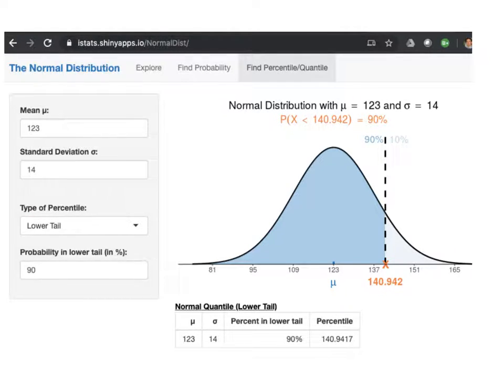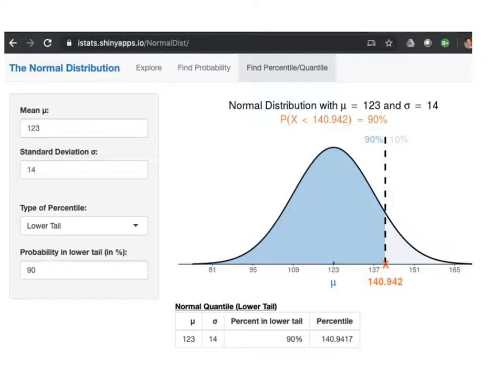So this line would be the line on my distribution that cuts off 90% on this side and 10% on this side. So that blood pressure, 140.942, is going to be the blood pressure cutoff for the 90th percentile. 90% of people have blood pressure less than that, 10% have blood pressure above that. So that's what we mean by 90th percentile.